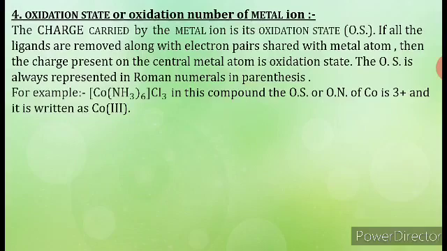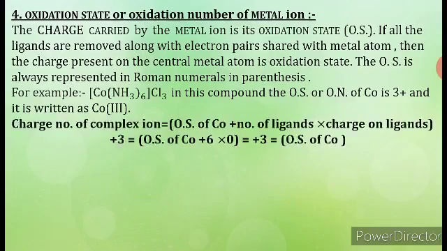Oxidation number is 3. You already know how to calculate it, but I showed it with the help of one example. It can be calculated by the formula: charge number of complex ion is equal to the oxidation state of the central metal atom, here cobalt, that's why I have written cobalt, you can write any central metal, plus the number of ligands into the charge on each ligand.